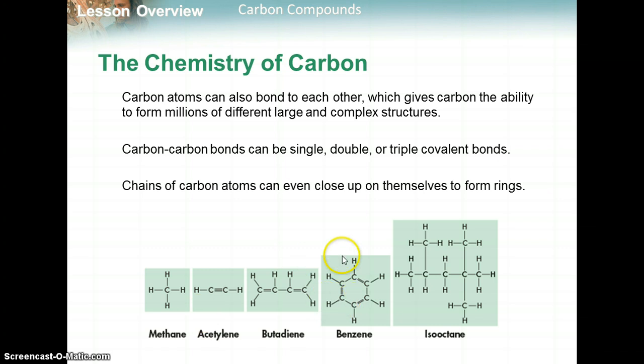Chains of carbons can form these rings here. So it's carbon's ability to bond, with those 4 valence electrons, that allows it to form all these different shapes and to bond with many other different atoms. The main idea there is that carbon's cool because it has these 4 valence electrons that allow it to bond with many other atoms.